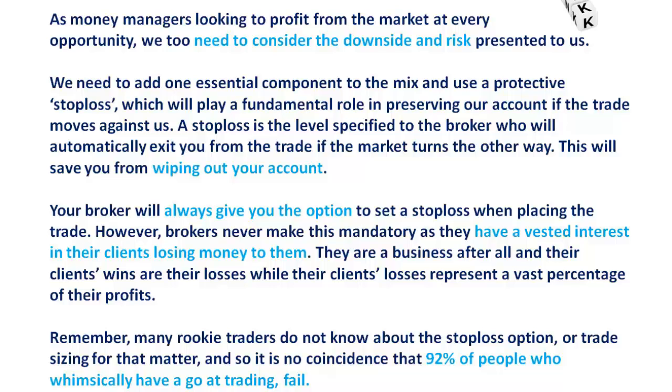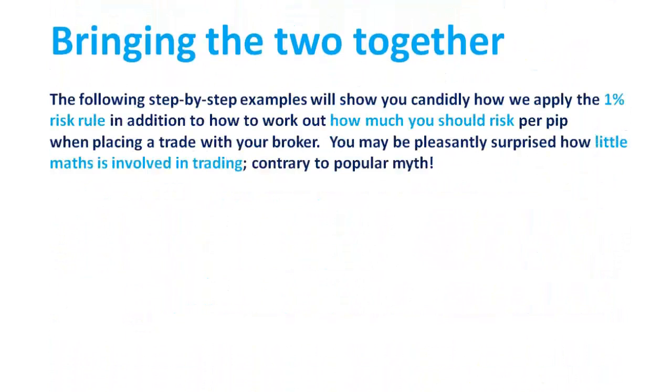So just to clarify, a stop loss is the level specified to the broker by the trader, and they will automatically exit you from the trade if the market decides to turn the other way. This is absolutely crucial. This is as crucial as essentially risking the right amount per trade. And this is something that 92% of people who trade the markets and fail, they don't get this. This is not even a part of their plan. They just whimsically have a go at trading and fail in a spectacular fashion. We don't want to be like them. We want to copy the profitable pros.